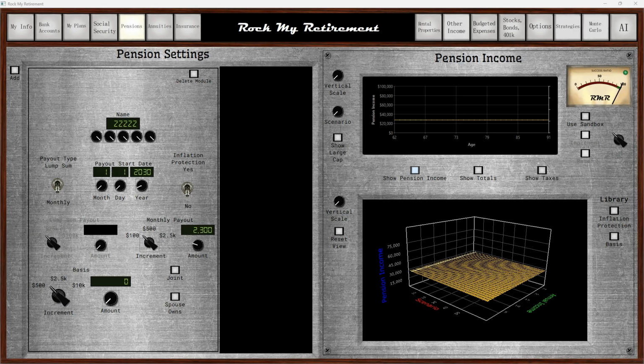Now, understand that this is pretty rare for someone to contribute to a pension on an after-tax basis. If your pension is through a defined benefit plan in a private sector job, then there's a very high likelihood that the employer is paying the contributions, not you. So that would not count as basis.